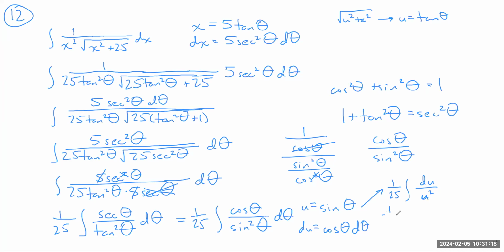Right, so 1/25 times -1 over u plus c. What's our u again? Oh, sine. So -1/25 sine theta plus c. So Clement, is this the answer that it has?